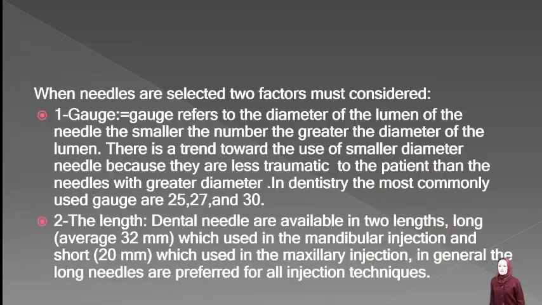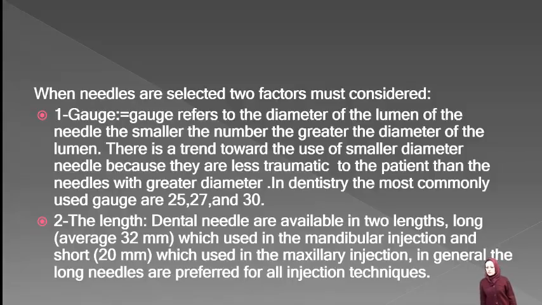When needles are selected, two factors must be considered. Number 1, the gauge. Gauge refers to the diameter of the lumen of the needle. The smaller the number, the greater the diameter of the lumen. There is a trend toward the use of smaller diameter needles because they are less traumatic to the patient than the needle with a greater diameter.